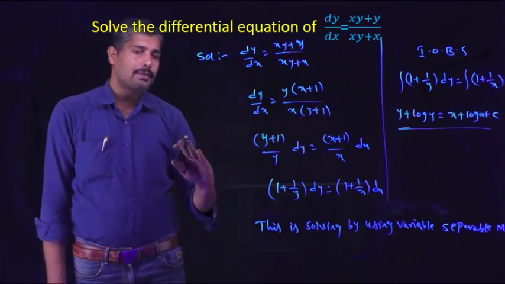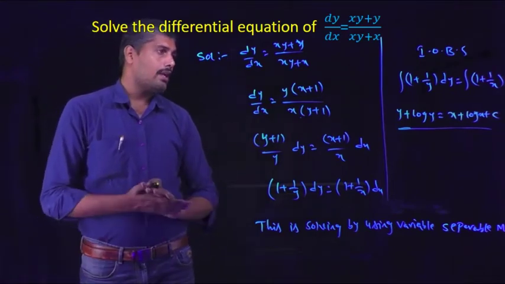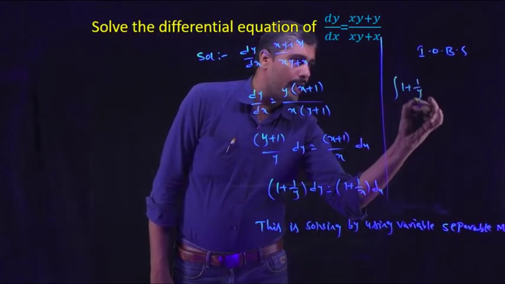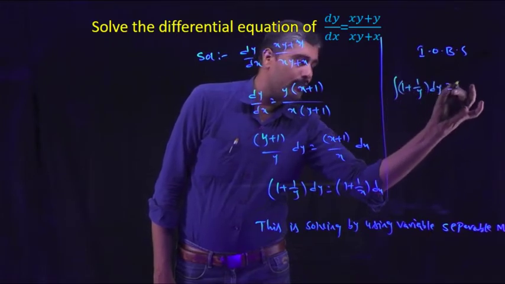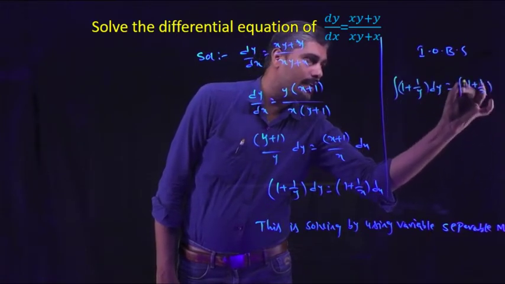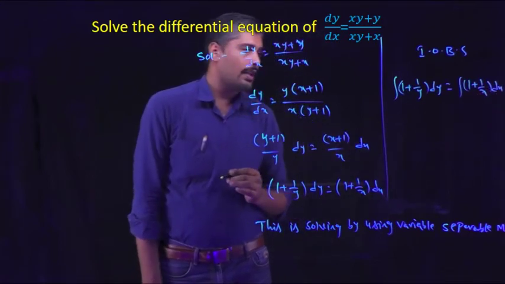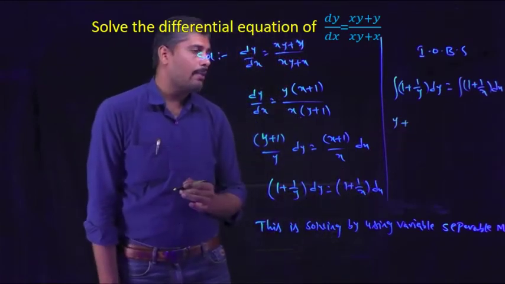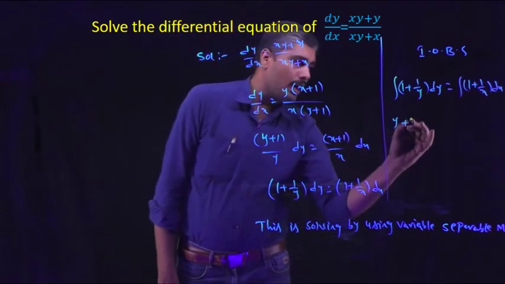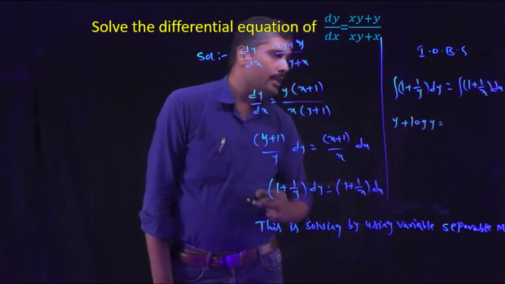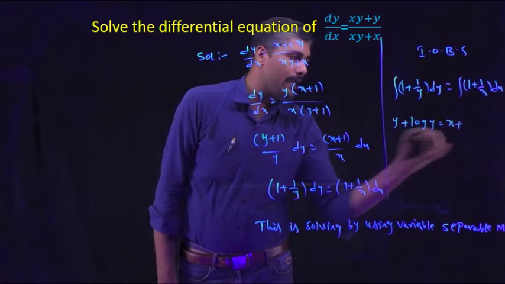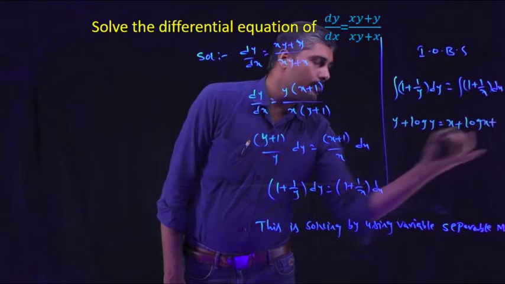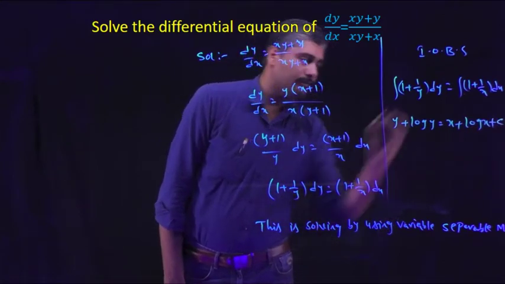Right? Separating y terms and x terms. Like that we are solving problems. Then integral (1 + 1/y) dy equal to integral (1 + 1/x) dx. We know that integral 1 equals y plus integral 1/y equals log of y, that equals integral 1 is x plus integral 1/x is log x. We take the integral constant as c.